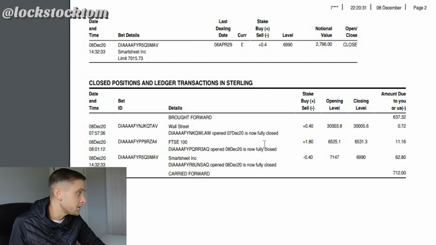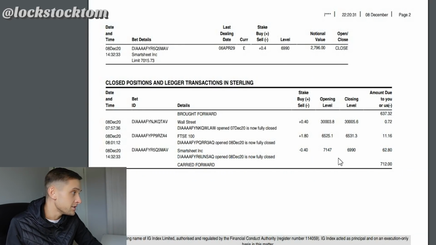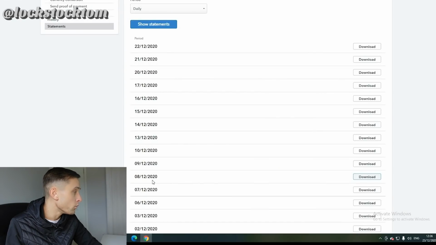Balance brought over £637. This was 2 trades placed. We obviously was here at the European Open, so that was £11.16. I don't know what this trade here was for Wall Street, but then we got another one, Smart Sheet, again, my strategy, £62, £712 brought forward.